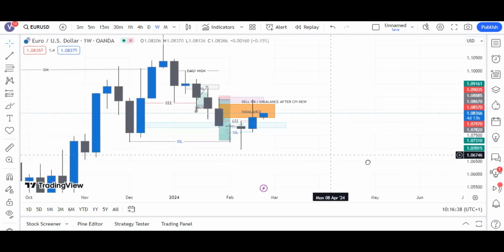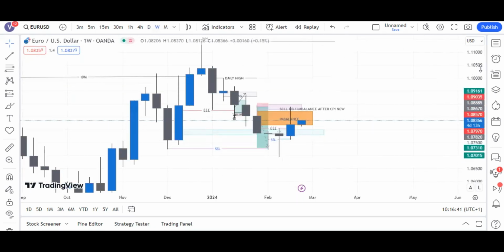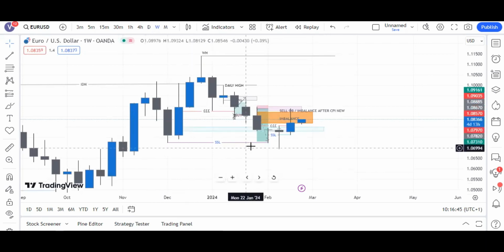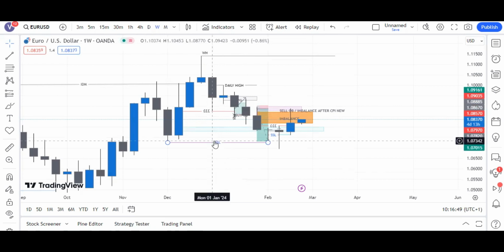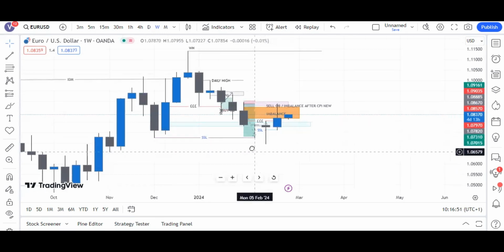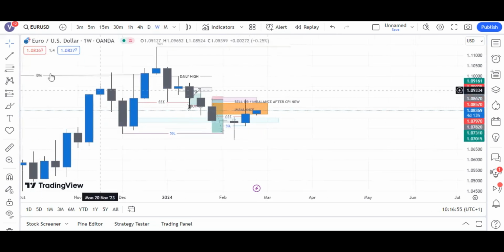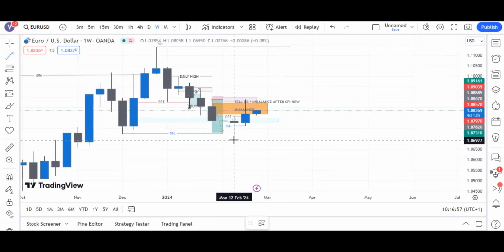From the weekly, you can see the SSL here, that's the sell side liquidity. That's what SSL means. The sell side liquidity was taken from this point, now leaving us with a weekly low.